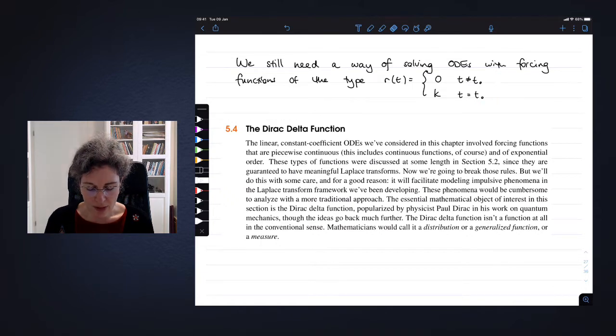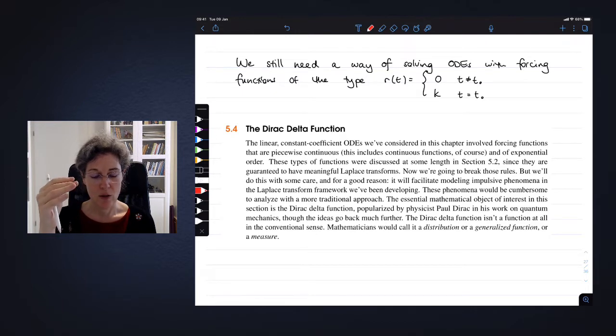We don't only have to think about situations involving drug administration. We could be, for example, modeling a building swaying, and suddenly there's a gust of wind at a particular time, and it gives a single bit of force over a second or so, and after that it dies away. And again, we'd like to be able to model ODEs which have forcing functions like that.